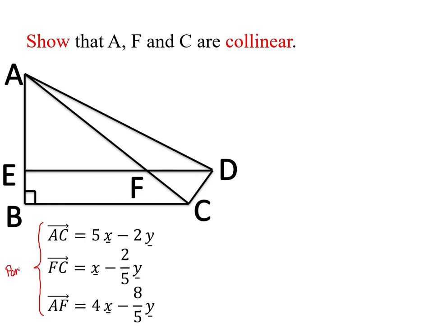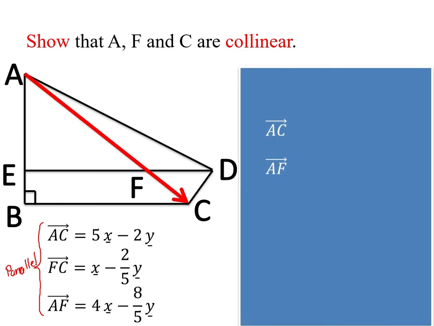We need two vectors from these three. Actually, it can be AC and FC, AC and AF, or FC and AF. You can choose any vectors here. For the first example here, I choose AC and AF. So AC is 5x minus 2y. I can actually factorize the 5 out. Do you realize that? It will become 5 bracket x minus 2 over 5 y. So for AF, we can factorize the 4 out. It will become 4 bracket x minus 2 over 5 y. Correct? Do you realize that both of them give you x minus 2 over 5 y?